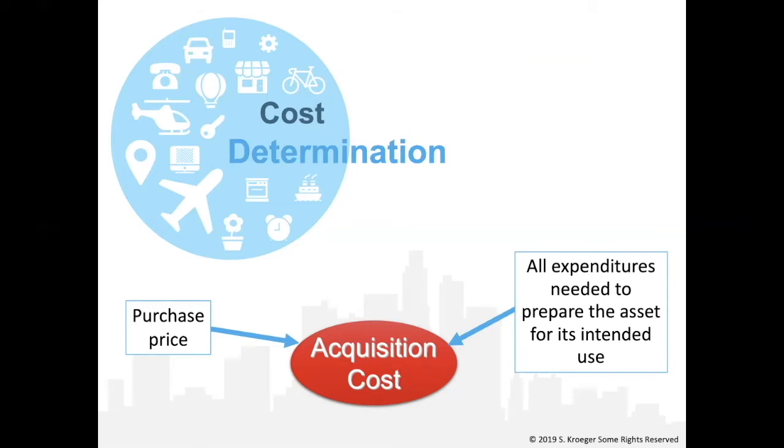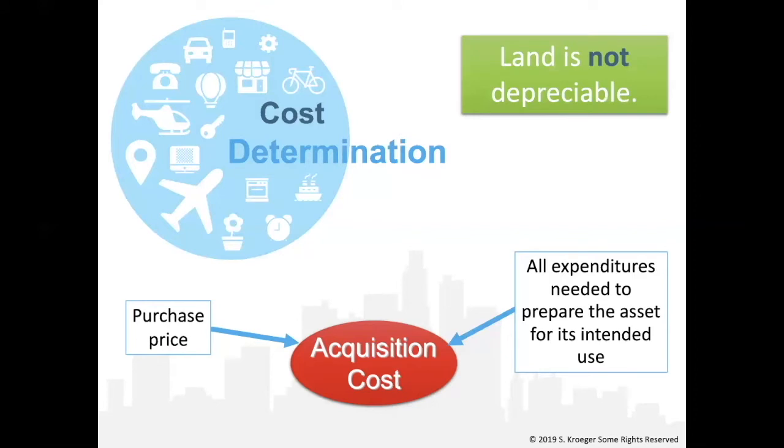I do want to point out that land is not depreciable. We're not going to depreciate land. That's something we do not do in accounting. Assets that we do depreciate would be buildings, machinery, equipment, furniture, vehicles, those types of assets. Remember, these are assets that are going to last many years. We're not going to use it all up in 1 year.